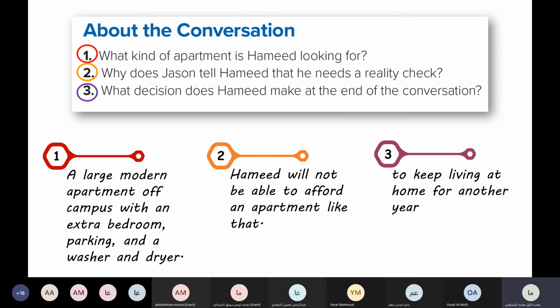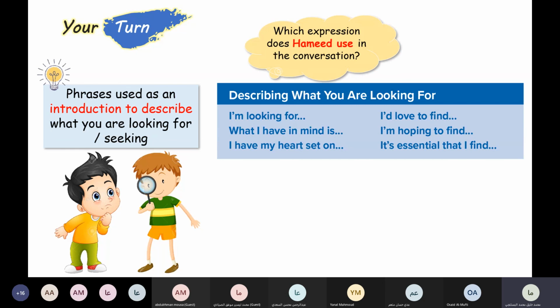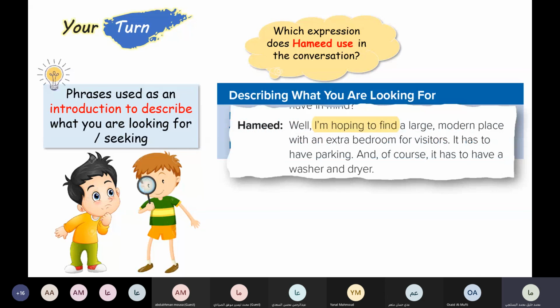So this is about the conversation today. We have phrases used as an introduction to describe what you are looking for. I'm looking for, what I have in mind, etc. These expressions. Now, which expression does Hamid use in the conversation? I think, I'm hoping to find, in the third or fourth paragraph. I'm hoping to find. Yes.